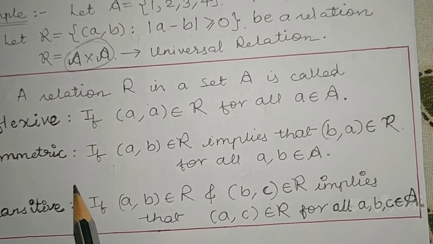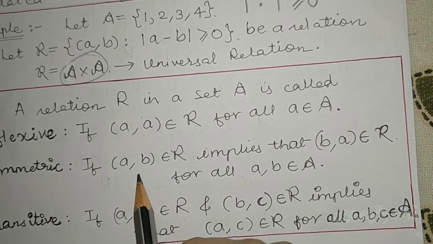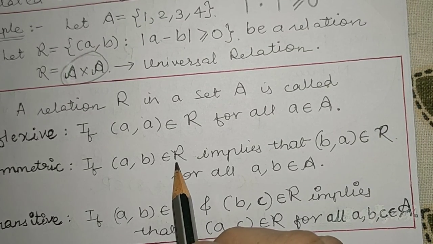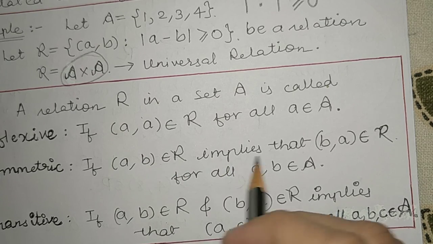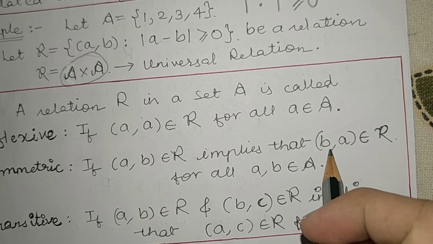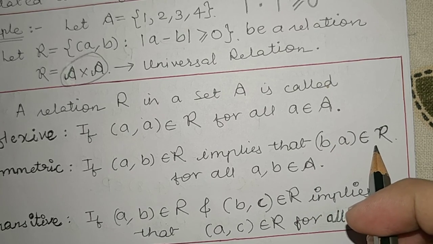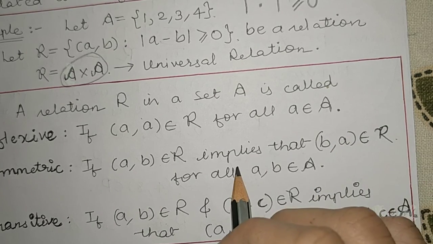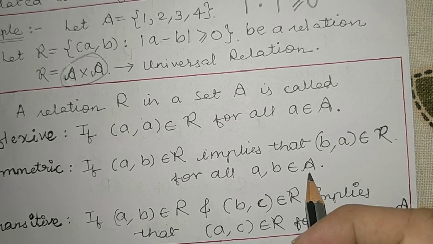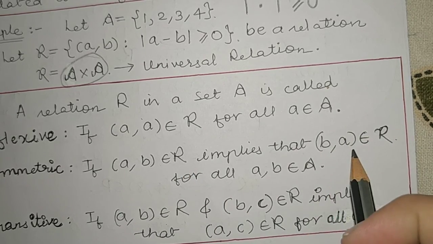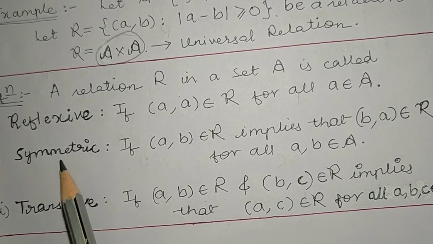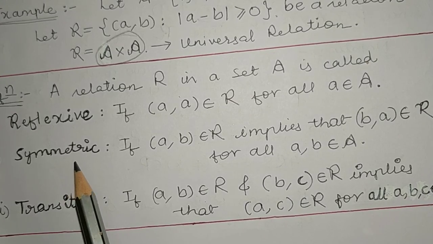When a relation is said to be symmetric, if you have an element (A, B) belonging to the set R, then what should it imply? It should imply that the element (B, A) should belong to the set R, for all A, B belonging to the set A. So if (A, B) belongs to R, then (B, A) also should belong to R. Then the relation R will be called a symmetric relation.